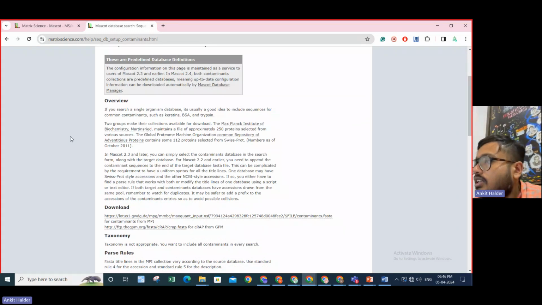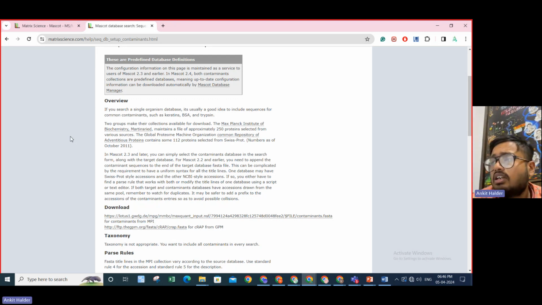Two groups make their collections available, maintaining approximately 250 proteins selected from various sources. The Global Proteome Machine common repository of adventitious proteins contains more than 112 proteins selected from Swiss-Prot, as of October 2011. In Mascot 2.3 and later, you can simply select the contaminants database in the search form along with the target database, otherwise you need to append the contaminants to the target. This can be complicated by the requirement to have uniform syntax. So this is what this is.